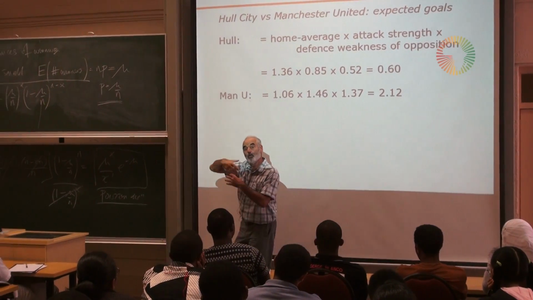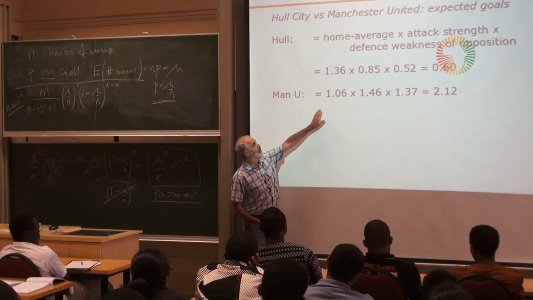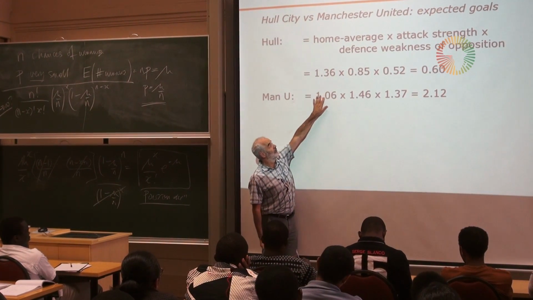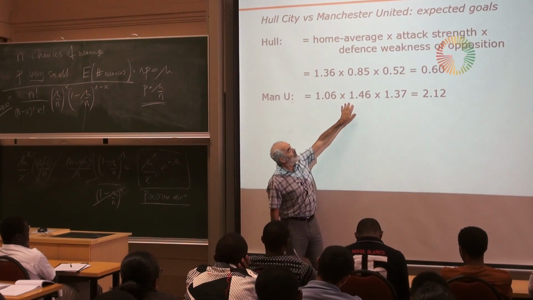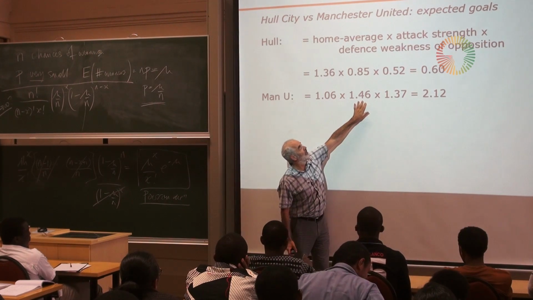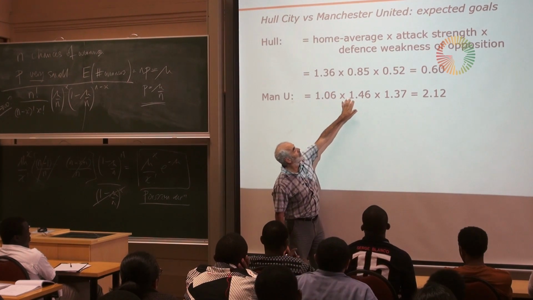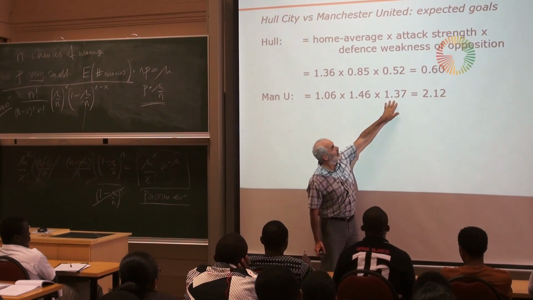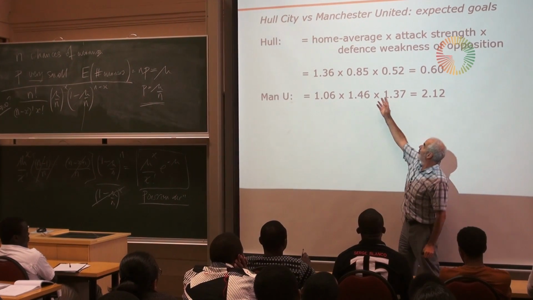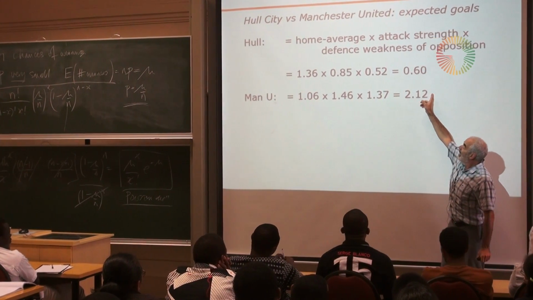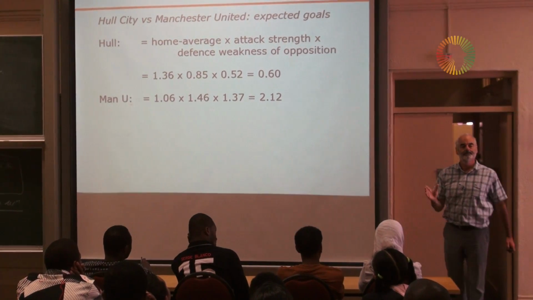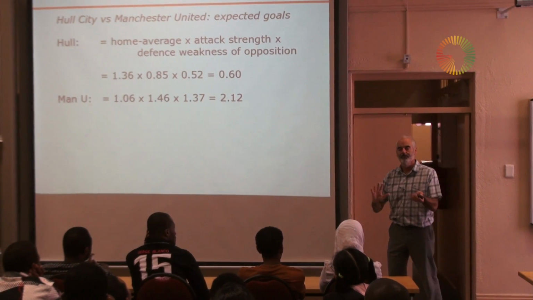Now, if you're playing away, you only on average score 1.06 goals. The big home advantage, about 30% difference. Now, Manchester United's attack strength, they've got a very good attack. They score 46% more goals than average, so we multiply that up. And Hull has got a terrible defence. They're very bad in defence. They let in a lot of goals, so we multiply that up again. And we see that Manchester United is expected to score 2.12 goals. So it's a very uneven match.